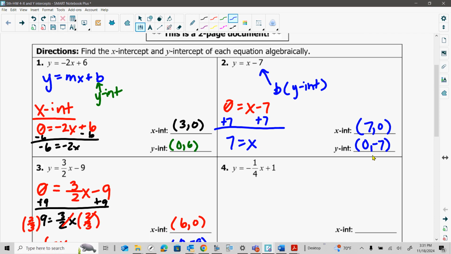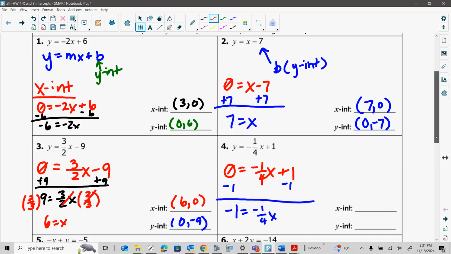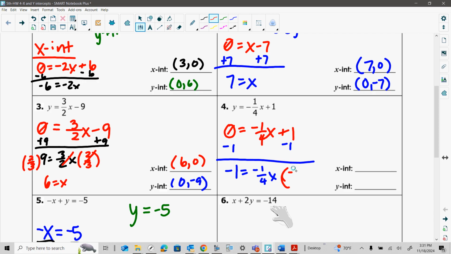Numbers 3 and 4 are dealing with fractions here. You should see the y-intercept right off the bat. And then you need to solve for x by plugging in 0 for y. We get 0 equals -1/4 x plus 1. So then we're going to subtract 1 on both sides, and we get -1 equals the -1/4 x. To get rid of the fraction, you have to multiply by the reciprocal, so this is -4/1. Don't forget your sign. So the fractions cancel, and we get that x equals 4.